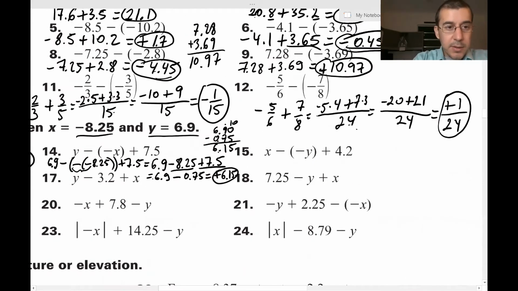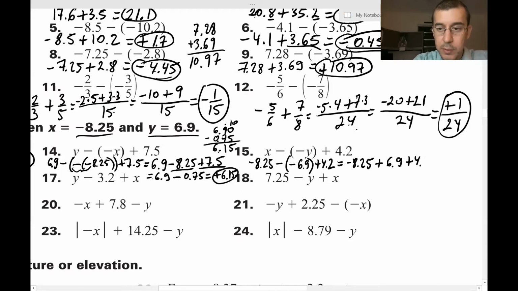Number 15, x. So x is minus 8.25 minus, and then minus y, which is 6.9, plus 4.2. That's equal to minus 8.25, minus minus is plus 6.9, and then plus 4.2.